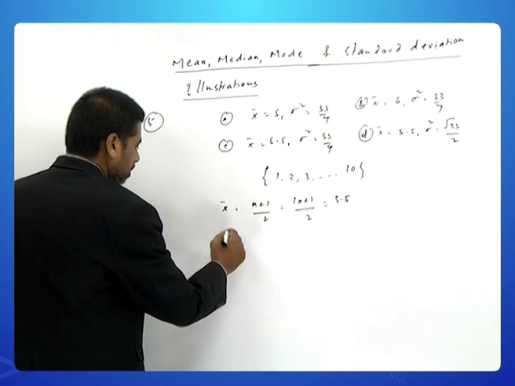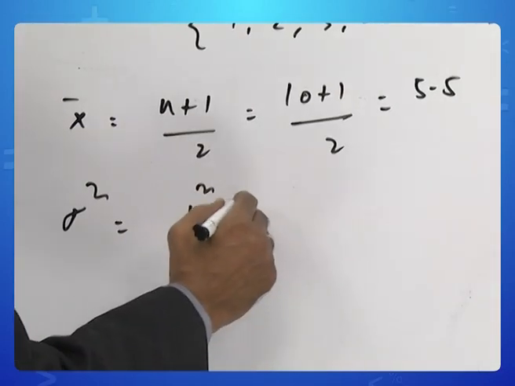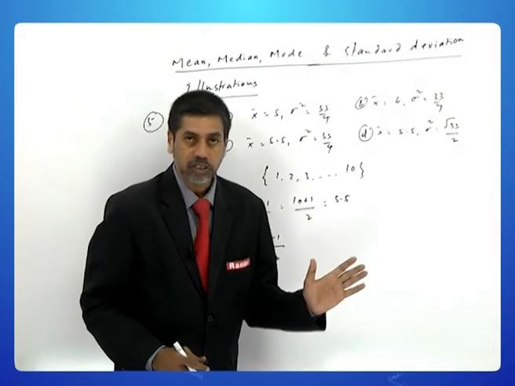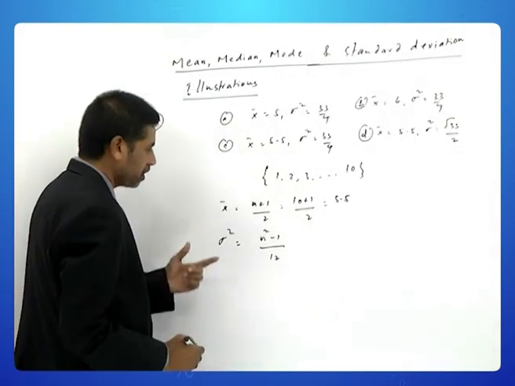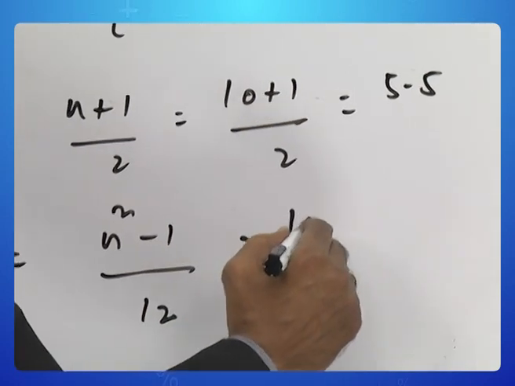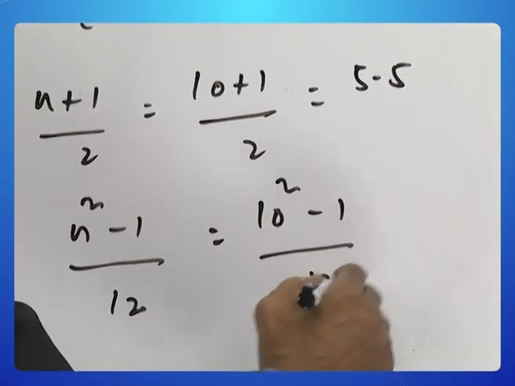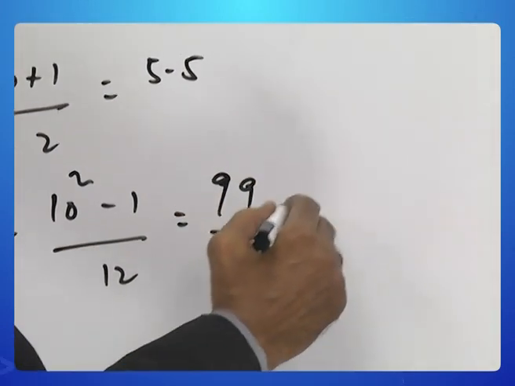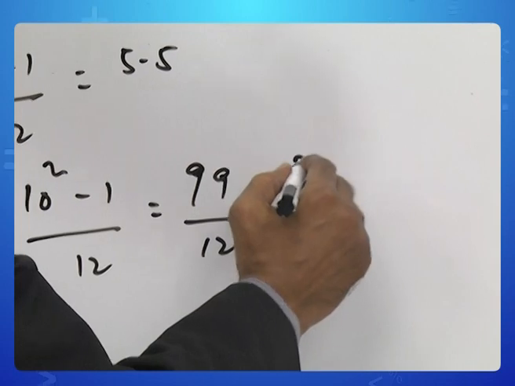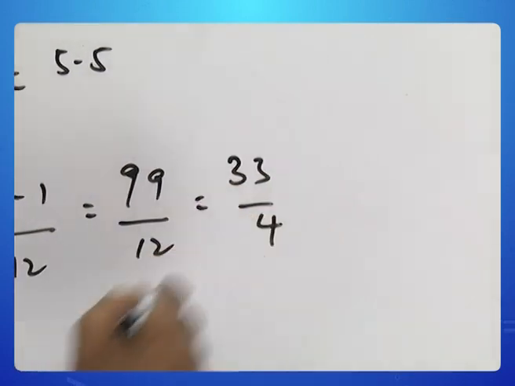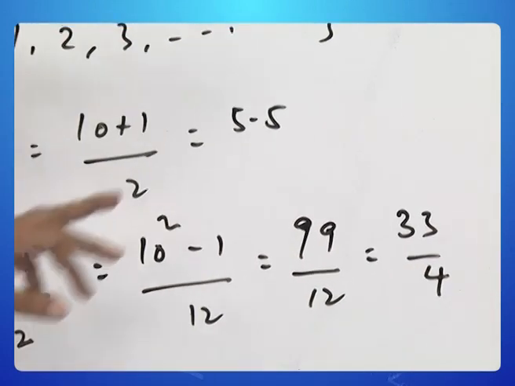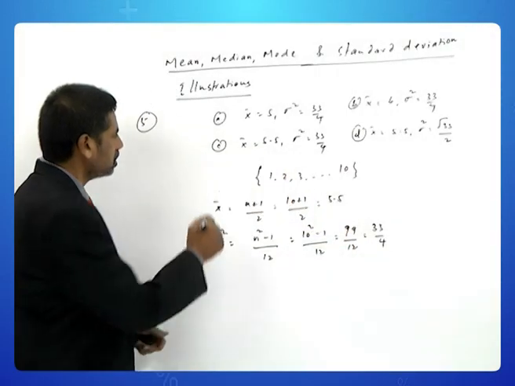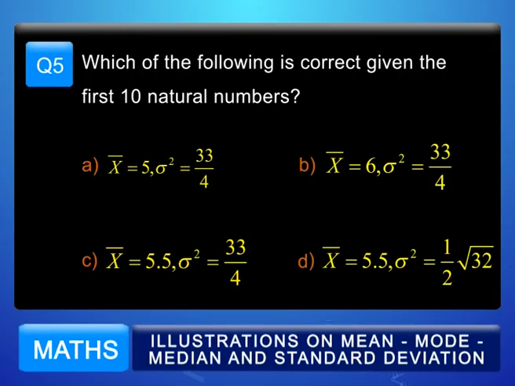But now, let us come to the variance. We have just now derived that the variance of the first n natural numbers is n square minus 1 by 12. N in this case is 10. So, 10 square minus 1 by 12, which is 100 minus 1, 99 divided by 12, which is 33 by 4. So, you can find that the mean 5.5, variance 33 by 4 is there in option C. So, C is the correct option for this problem.